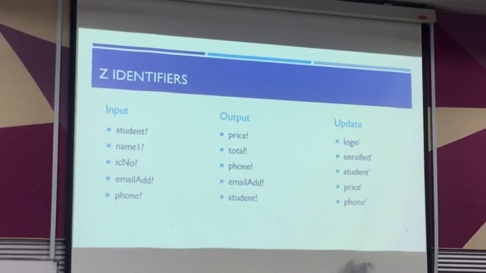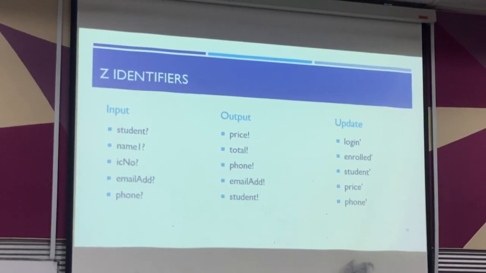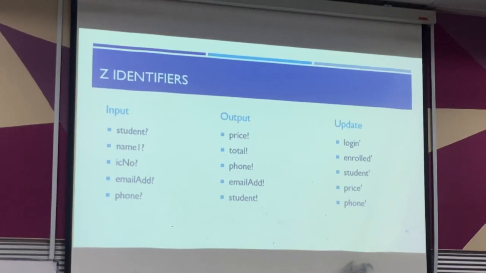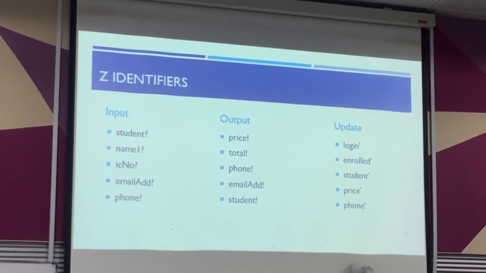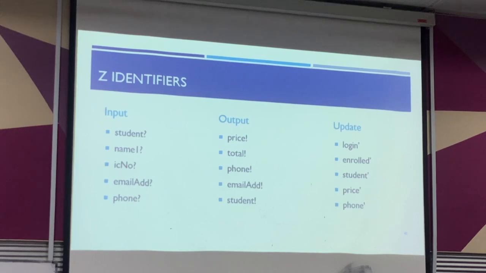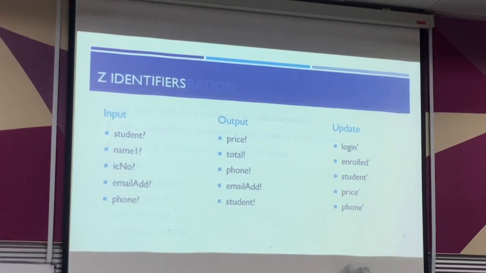So you have to know that question mark is for input, exclamation mark is for output, and prime or apostrophe is for the change or update after that. So these three are important symbols. You are going to use them a lot also in your Z schema later. These three symbols we call type decoration. It's like decorating your variable but with meaning, the meaning of what you have to use in your Z schema later. So that is type decoration.